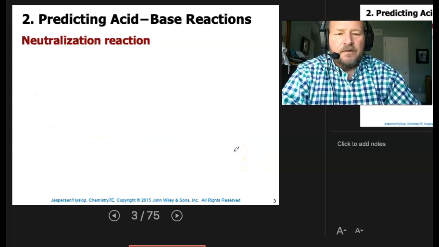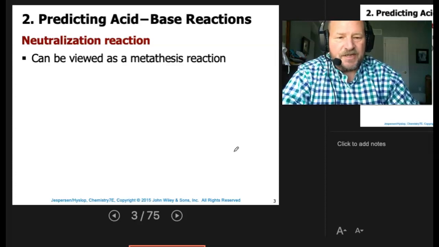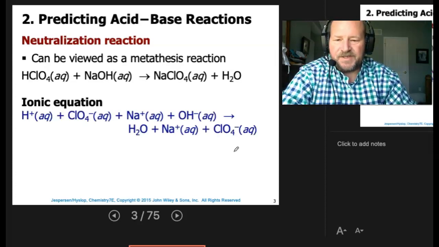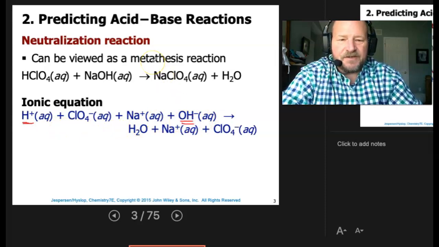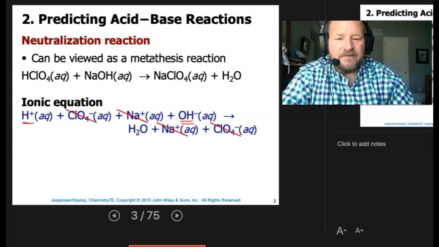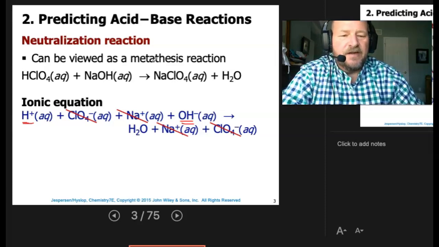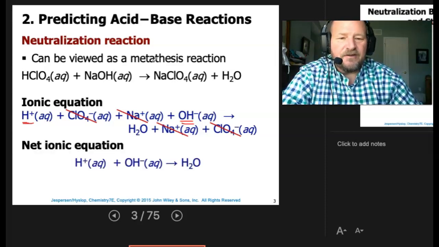Again, predicting these, you can simply view them as the metathesis reaction, that double replacement. If we write it out in ionic form, we have the H plus from our acid combining with the OH minus of our base. That gives us our water, and that's the driving force. Everything else is going to cancel out, because the sodium perchlorate, while it is a salt, is soluble; we would have to dehydrate the reaction in order to capture that salt. So your net ionic reaction is literally just making water.